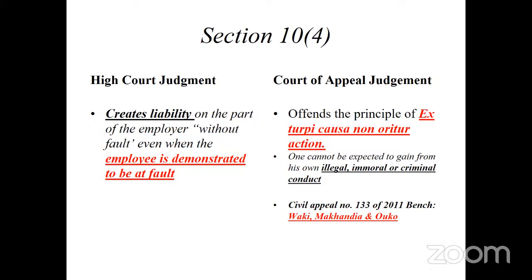Me as an employer, you cannot tell me to compensate the employee who wants to gain from his own illegal, immoral, or criminal conduct without my authority. So it means I go into a loss. And it was against the Constitution, Section 77.